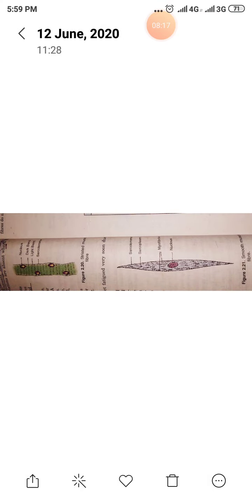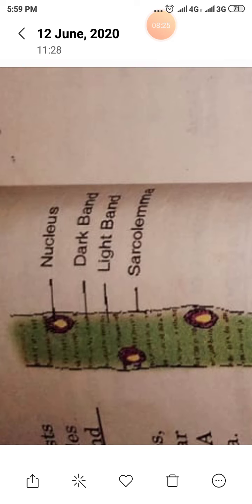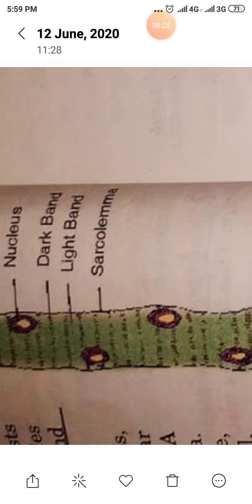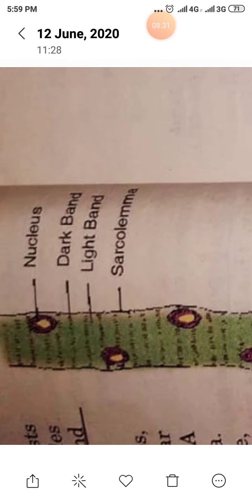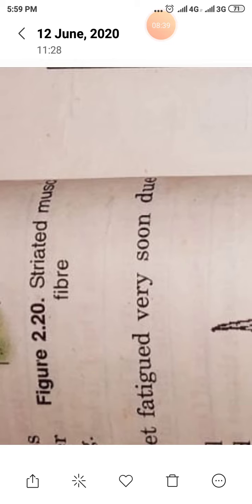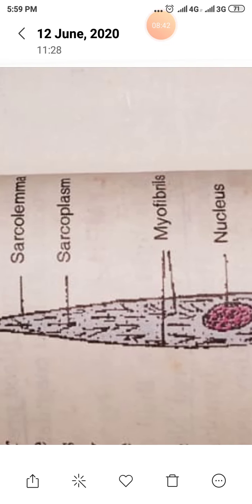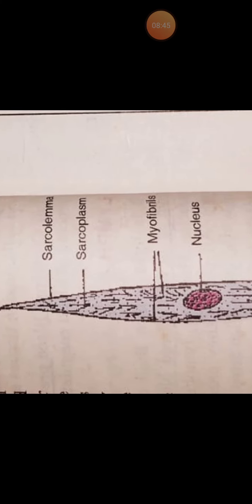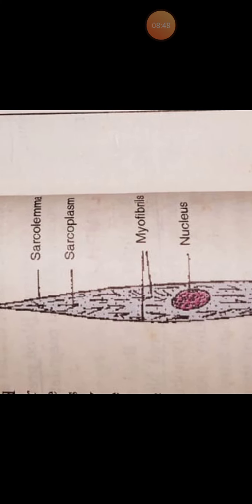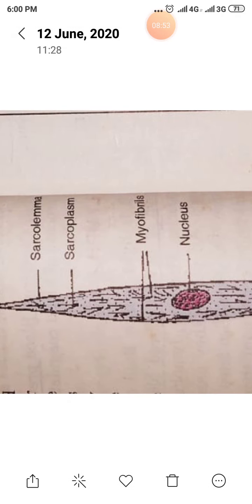Okay, here we observe the diagram, and that is striated muscle. We see here in striated muscle there is a nucleus, dark band, light band, and sarcolemma. Then the second structure is a spindle, smooth muscle. That is spindle in shape. You see here sarcolemma, sarcoplasm, myofibrils arranged obliquely, and nucleus.